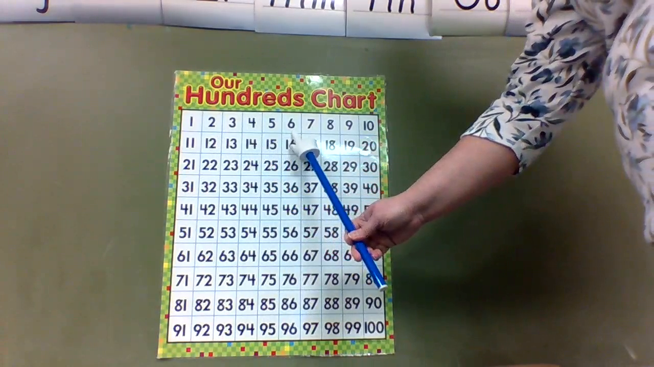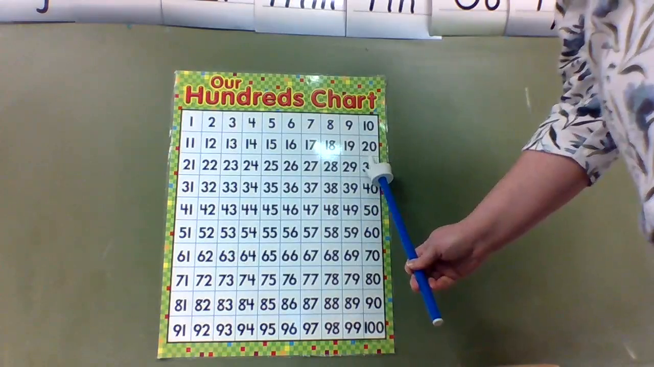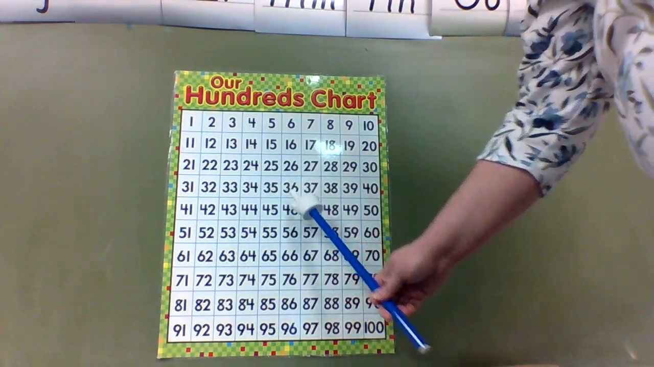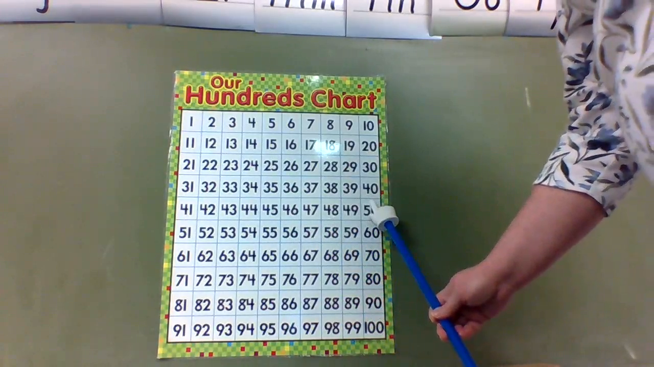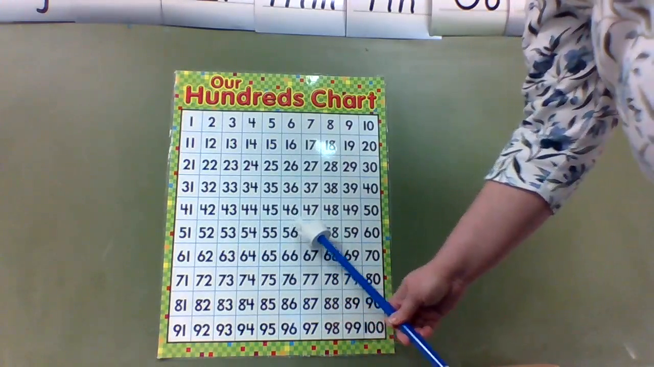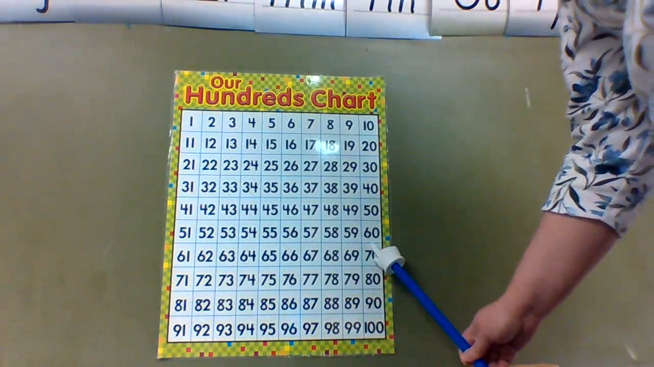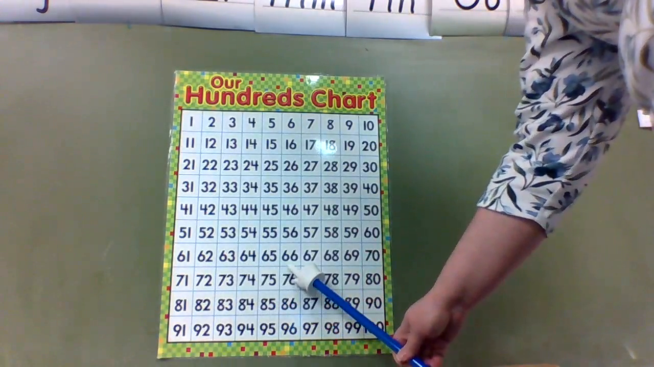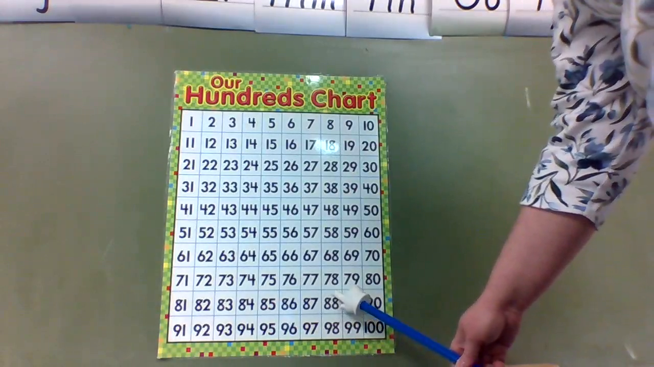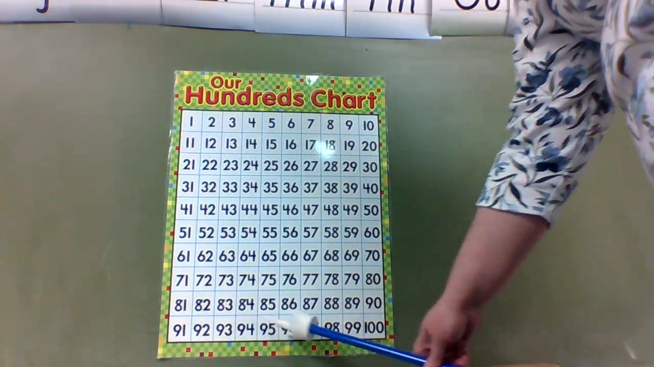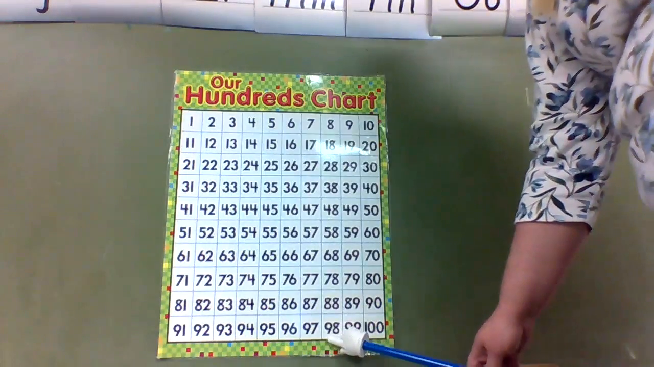2, 4, 6, 8, 10, 12, 14, 16, 18, 20, 22, 24, 26, 28, 30, 32, 34, 36, 38, 40, 42, 44, 46, 48, 50, 52, 54, 56, 58, 60, 62, 64, 66, 68, 70, 72, 74, 76, 78, 80, 82, 84, 86, 88, 90, 92, 94, 96, 98, 100.